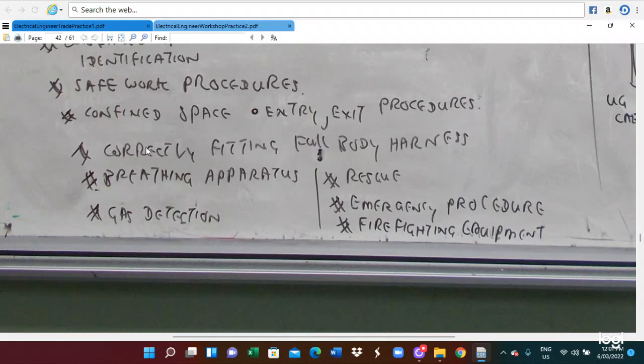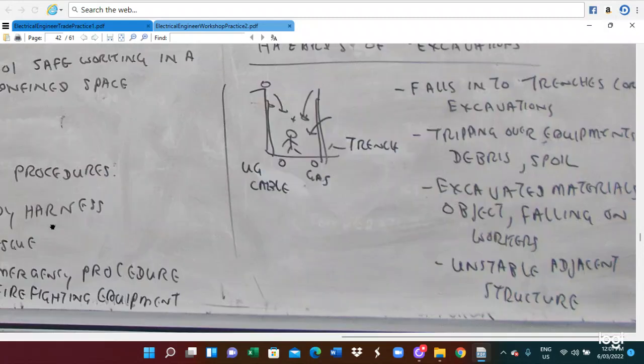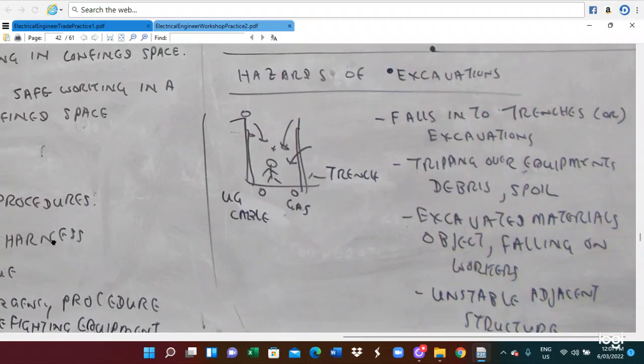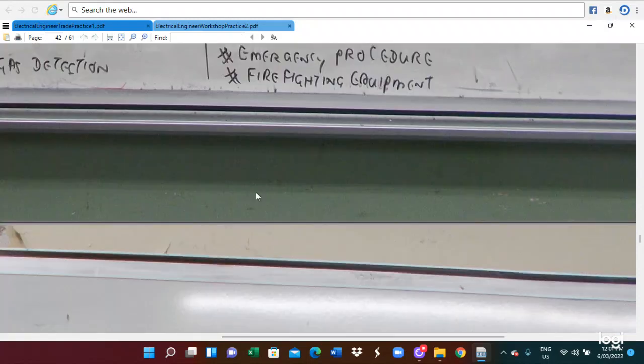We also have to ensure quality fitting, and the full body harness is an important aspect. All workers must wear appropriate protective gear, the breathing apparatus must be utilized, and gas must be detected. Appropriate rescue and emergency procedures must be followed, and the firefighting equipment must be used properly. These are the important aspects of the confined space system.